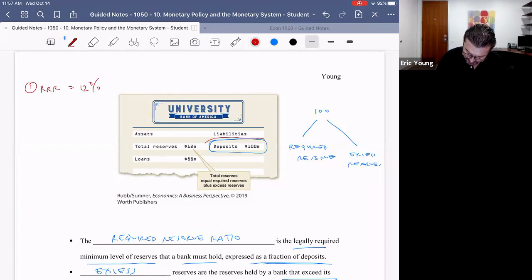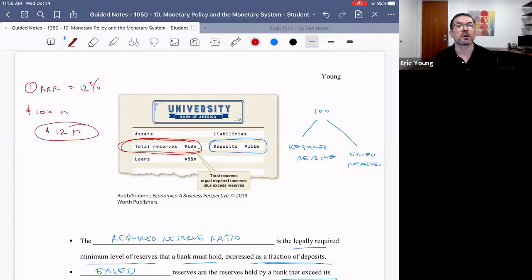Well, you see here that the bank has 100 million in deposits. So if the bank has 100 million in deposits, 12% of that would be 12 million. This would be the bank's required reserves. You see that the bank here has $12 million in total reserves. Therefore, they're meeting their required amount, but because their total reserves exactly equal their required reserves, they have no excess. They're still doing fine, but they have no excess reserves.